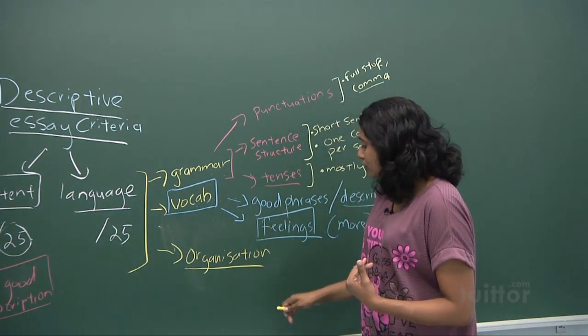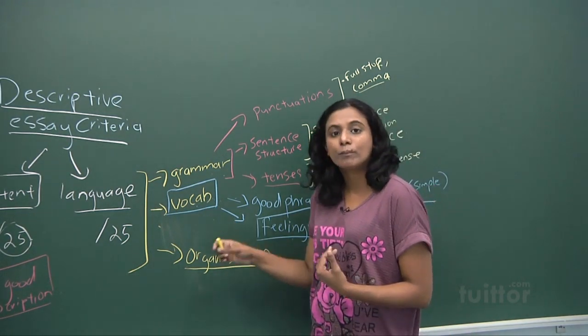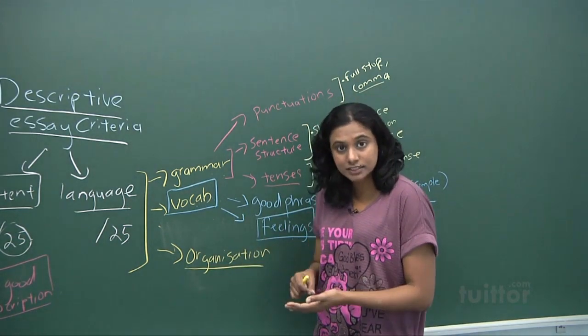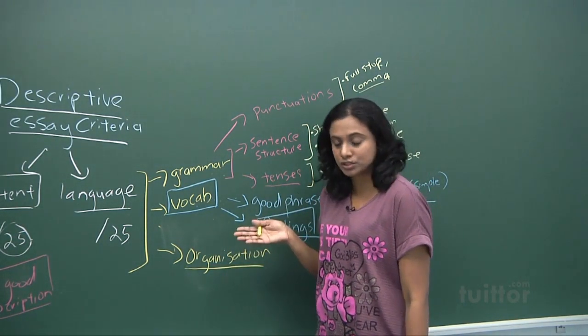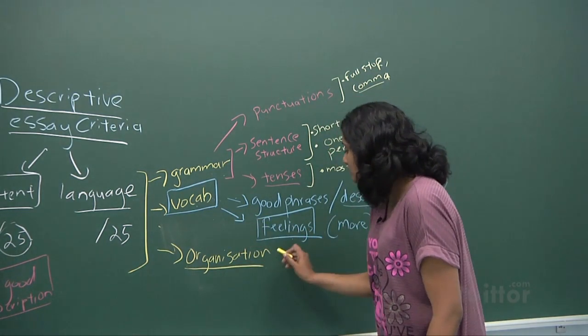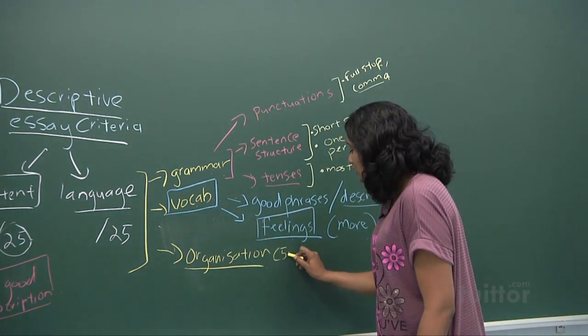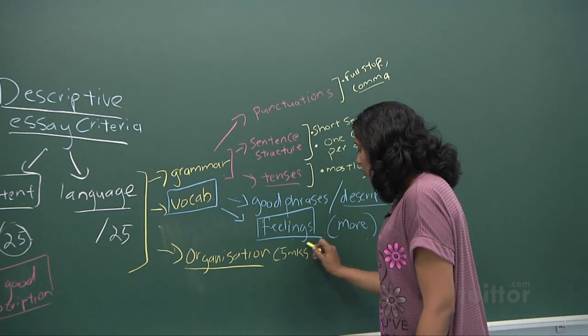Now why is this important? Keep in mind that even though that component is not shown in your marking scheme, it is still taken into account when they give you marks for your language. So organization, keep in mind there's about 5 marks, and these are easy marks to score. Why?